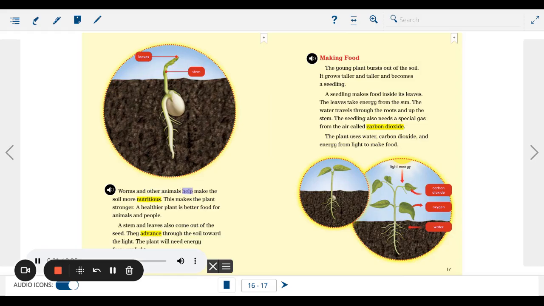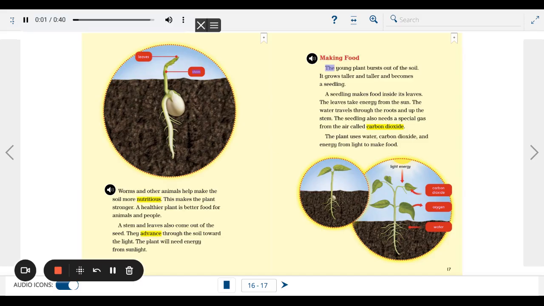Worms and other animals help make the soil more nutritious. This makes the plant stronger. A healthier plant is better food for animals and people. A stem and leaves also come out of the seed. They advance through the soil toward the light. The plant will need energy from sunlight. Leaves, stem.